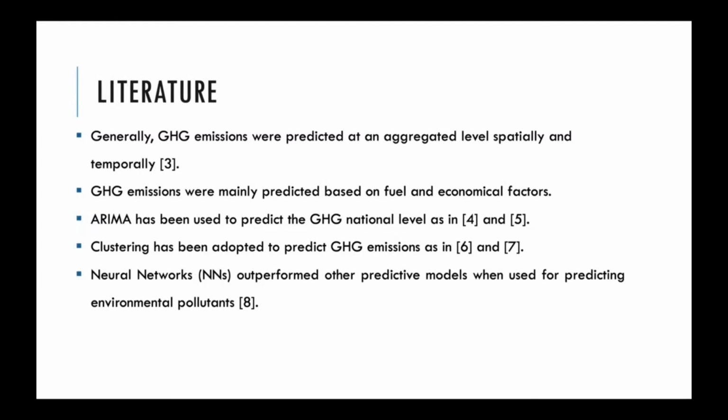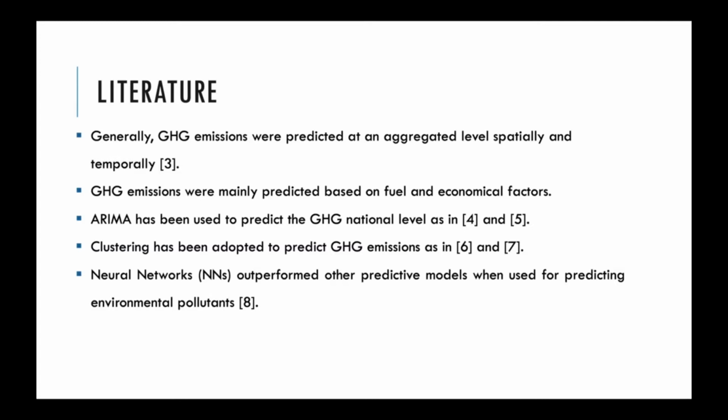Moving to a brief literature review. Generally, we found that greenhouse gas emissions were predicted at an aggregated level, spatially and temporally. In other words, this means that greenhouse gas emissions were predicted at national level annually. And this is something not suitable for dynamic applications such as routing vehicles. The second point that we found in the literature was that greenhouse gas emissions were mainly predicted based on fuel and economical factors. And this is due to the low level of spatial and temporal resolution.